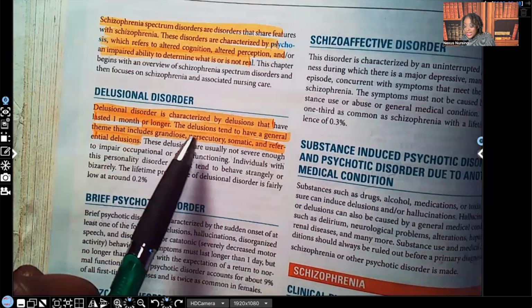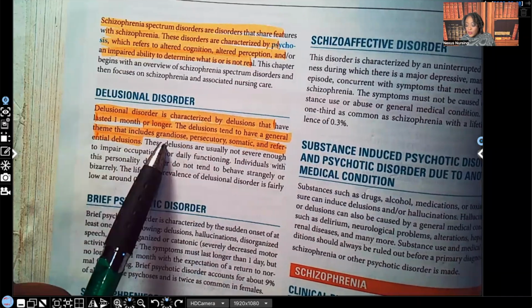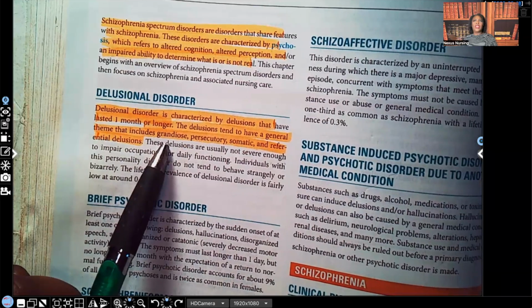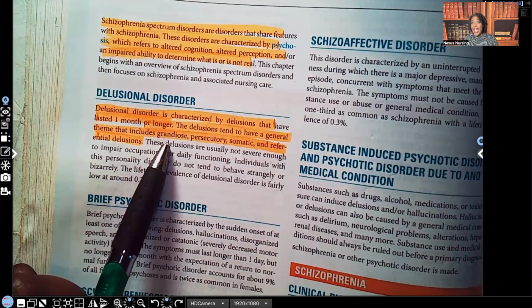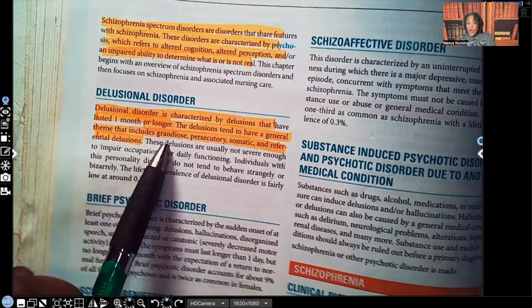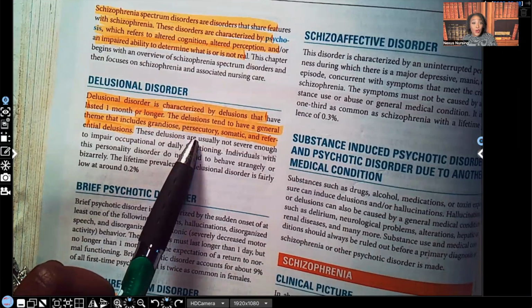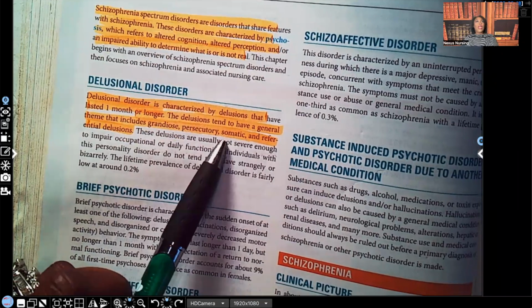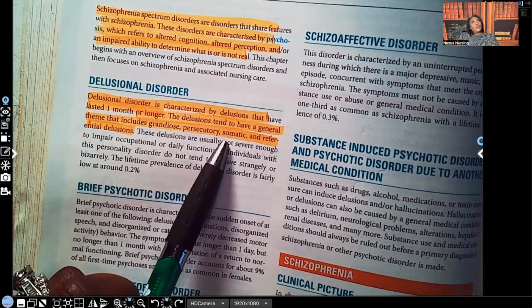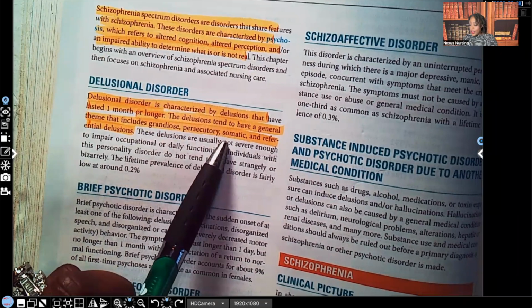The delusions tend to have a general theme that includes grandiose, thinking of yourself higher than everyone else, or thinking that you have a special power, like you can speak to God or you are a God, right? Persecutory, when you feel like you're being attacked, you're being singled out, you're being persecuted. Somatic, when patients have somatic complaints, guys, so they may have physical manifestations of something that's psychological.